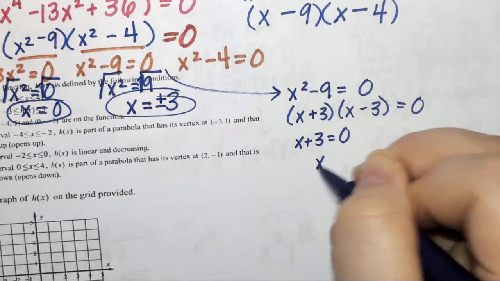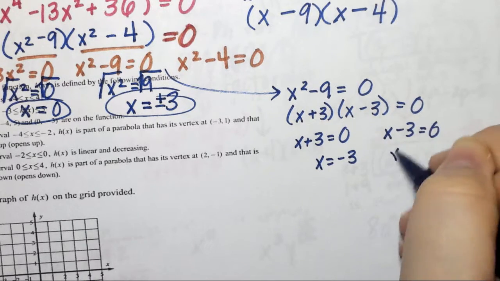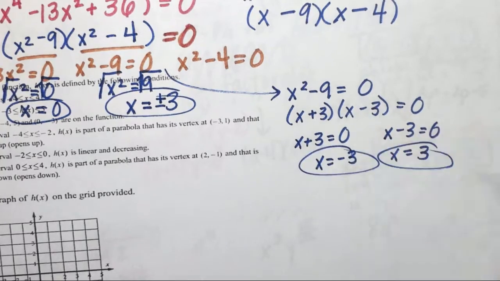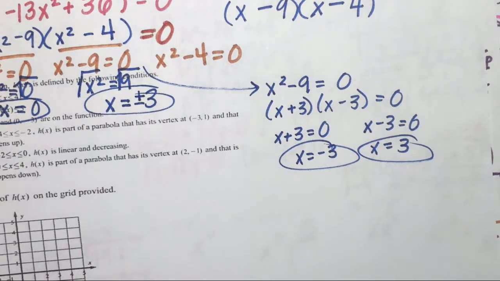So x plus 3 equals 0, x equals negative 3. x minus 3 equals 0, x equals positive 3. And now you have a better reason as to why it's both, other than Miss Compton just telling you so. And you do it the same way. So let's do it the same way on the next one.